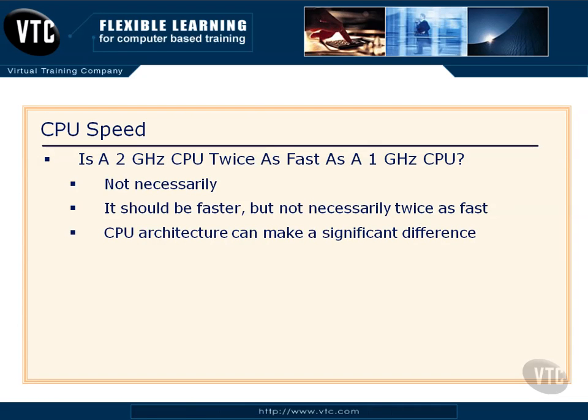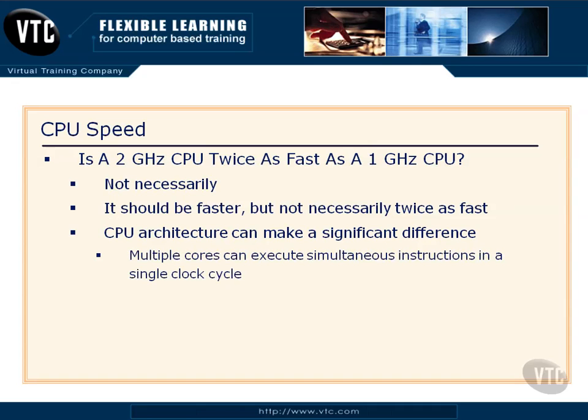Now, CPU architecture can make a significant difference, so you have to always make sure that you're comparing apples to apples, as they say. Now, the true way to understand the processing power of a CPU is to benchmark it, to compare it against some sort of known standard and see how many instructions per second and so forth you're actually getting out of the thing, okay? Now, multiple core processors can execute simultaneous instructions within a single clock cycle, so that means they're going to run faster.